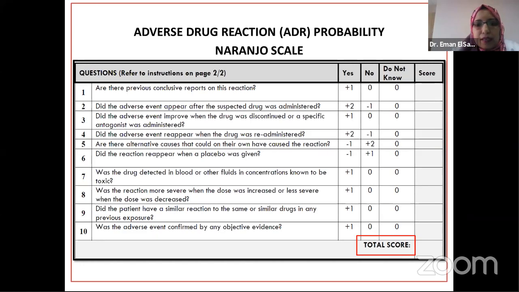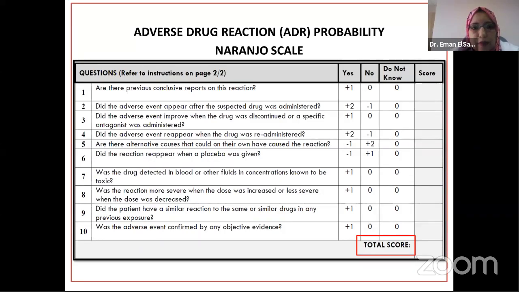Simply, does this adverse drug reaction definitely come from this medication, or doubtfully, or is it not related at all? It's 10 questions that you answer with yes, no, or don't know. And there is a point, plus or minus, for each answer.